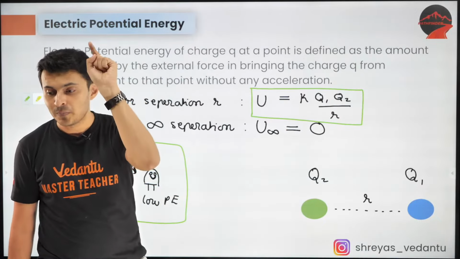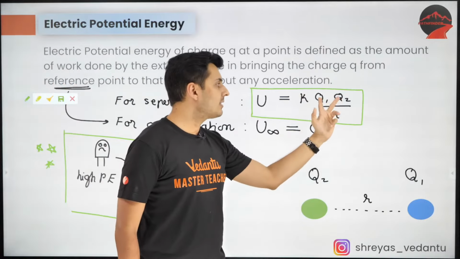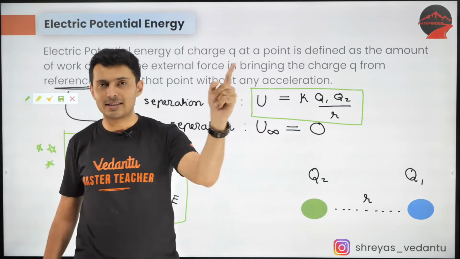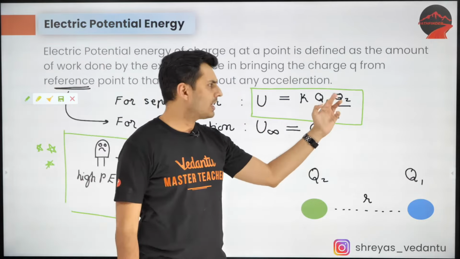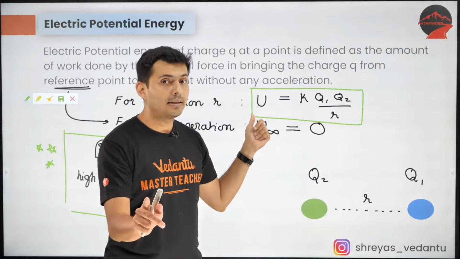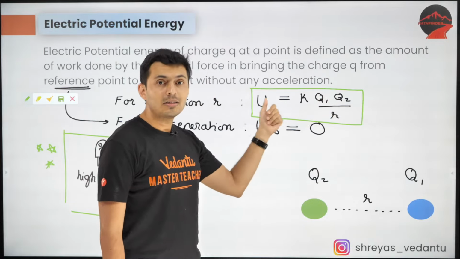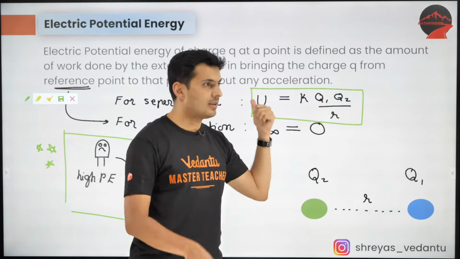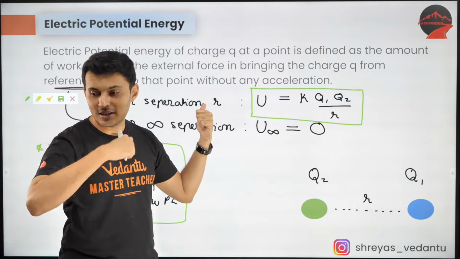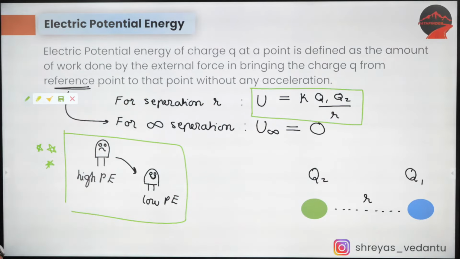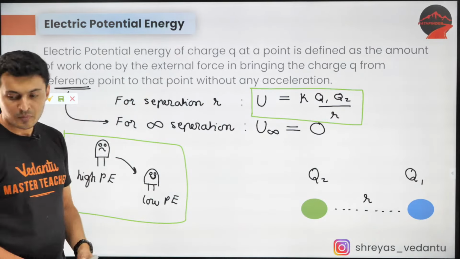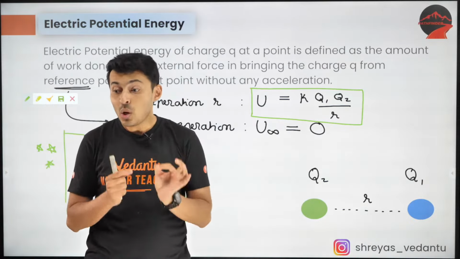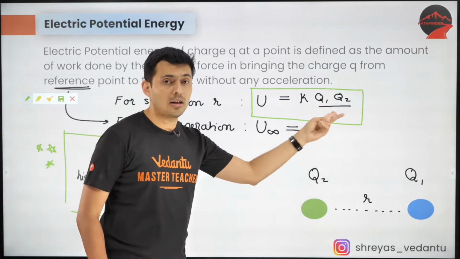Now, think about it. If any one of the charges is negative, what will happen to the potential energy? Come on, guys, answer in the chat box quickly. And if both the charges are of the same sign, then what will happen? If both the charges are of opposite sign, the potential energy will be, come on, answer in the chat box. What will be the potential energy if the charges are of opposite sign?